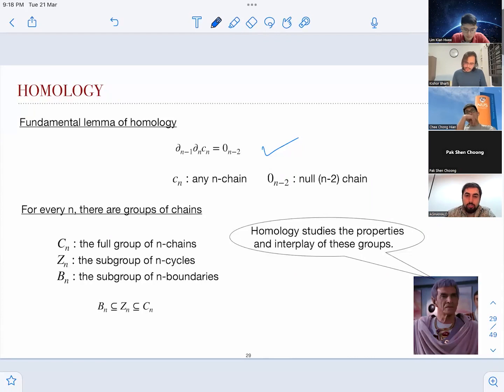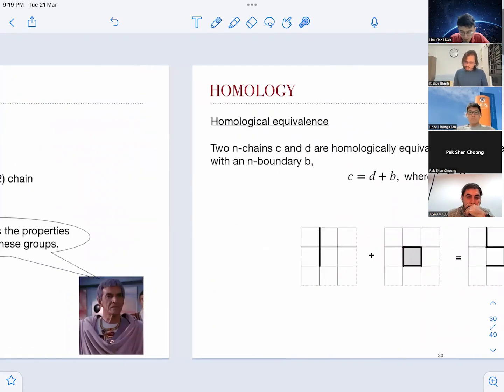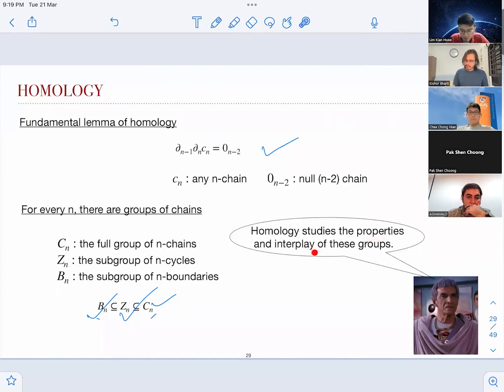So far we have been talking about 3 objects: the full group of n chains, then the subgroup of n cycles, and then the subgroup of n boundaries. And we know that all cycles are chains and all boundaries are cycles, but all cycles are not boundaries, and similarly all chains are not cycles. So you have this nice relation. And basically homology studies the properties and interplay of these three groups.